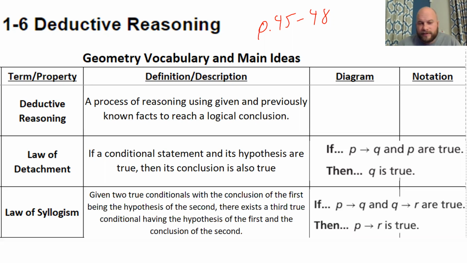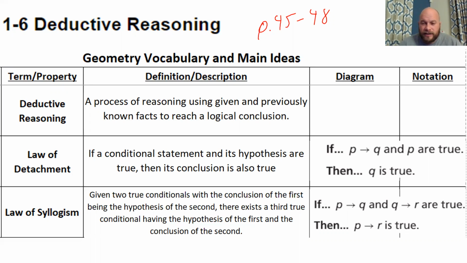And then the last one, law of syllogism. Given 2 true conditionals with the conclusion of the first being the hypothesis of the second, there exists a third true conditional having the hypothesis of the first and the conclusion of the second. So in the notation there, if P then Q, if Q then R are true, then if P then R.